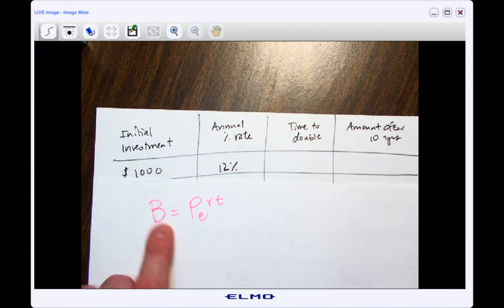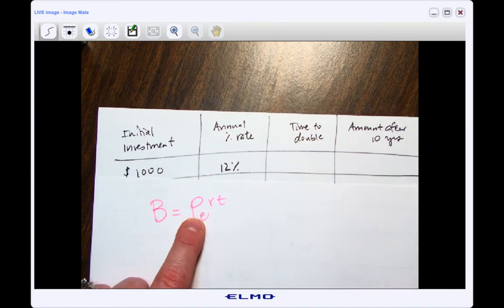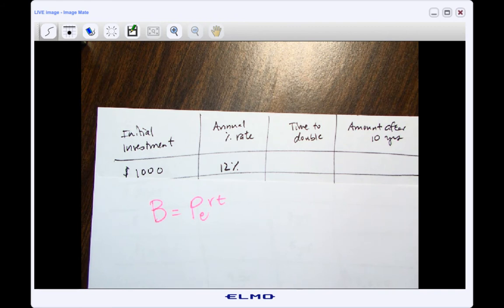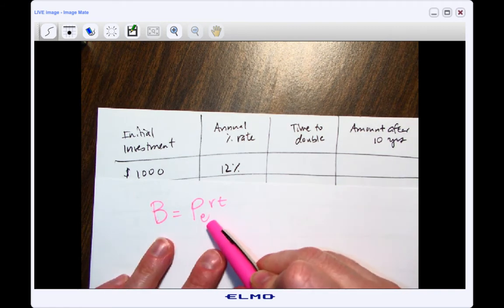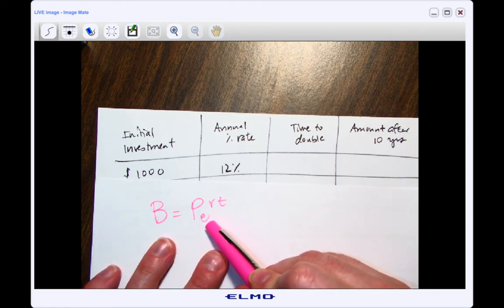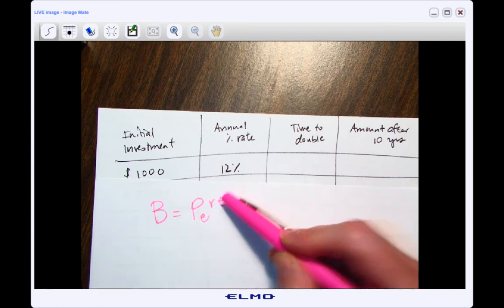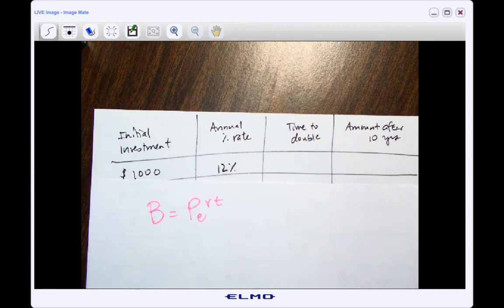So the formula that we're going to use is our PERT formula. It doesn't really matter what letter you use for these ones. I use P for principal. You can use whatever letters you want. E is a constant, of course, so we have to use E. R is the rate and T is time, so we usually use R and T, but the other two letters, it really doesn't matter what you're going to call them. You can call them I for initial investment, whatever you like. It doesn't matter. Okay?